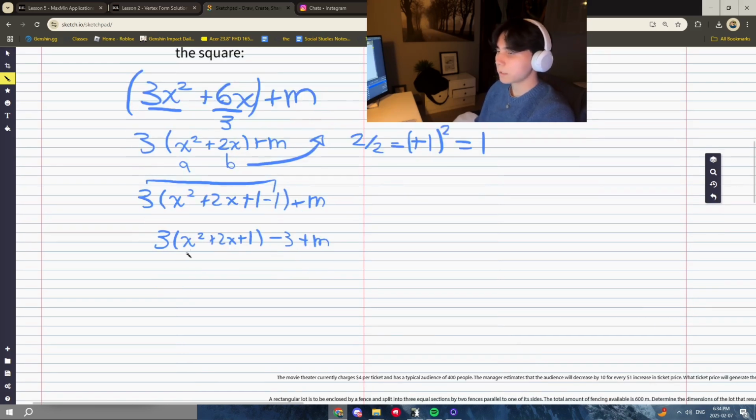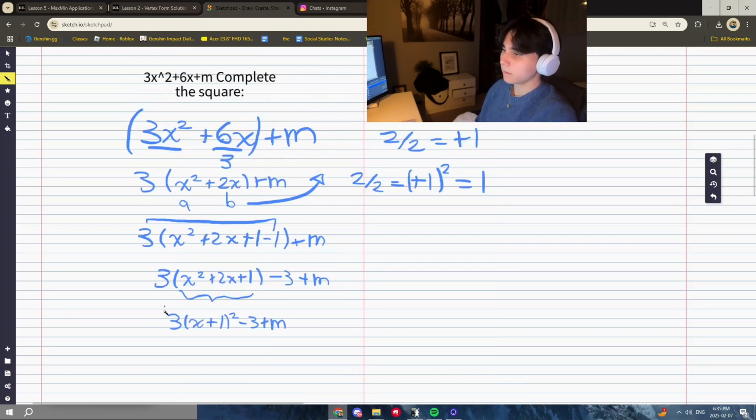And now what we can do is actually factor this down. If you remember the trick here, all we have to do is take the b value, which we divided by 2. So our original b value is 2, which we divided by 2, and we got positive 1. And in our bracket, all we do is add an x in front of that. So we get x plus 1, squared, minus 3 plus m. And that should be your final answer.